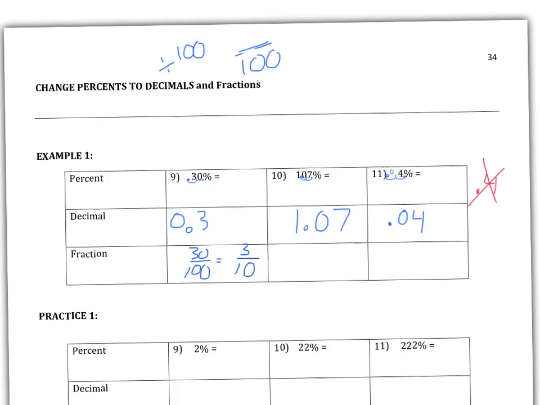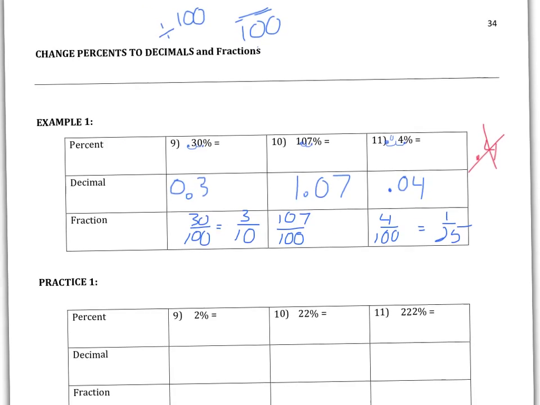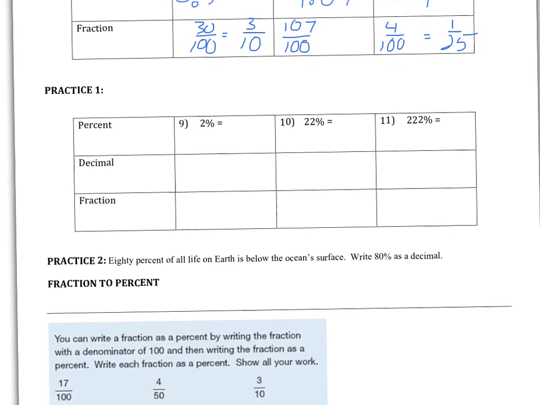Okay, this one would be 107 over 100. This one is reduced all the way. It's an improper fraction. It's reduced all the way in this case. This one would be 4 over 100, which would turn into 1 over 25. Okay. Want you guys doing this next table. So hit pause now, fill in the next table.